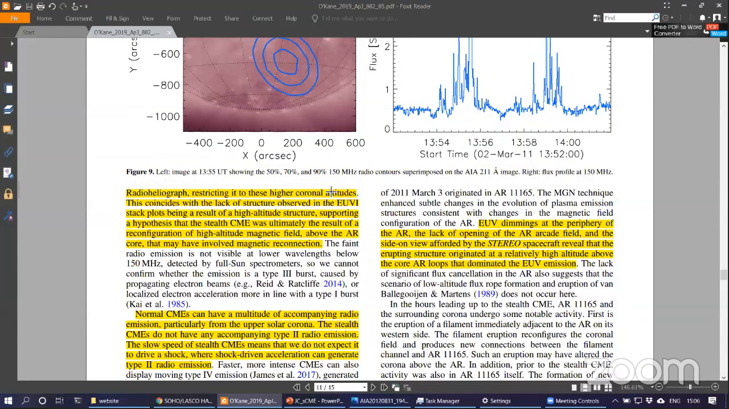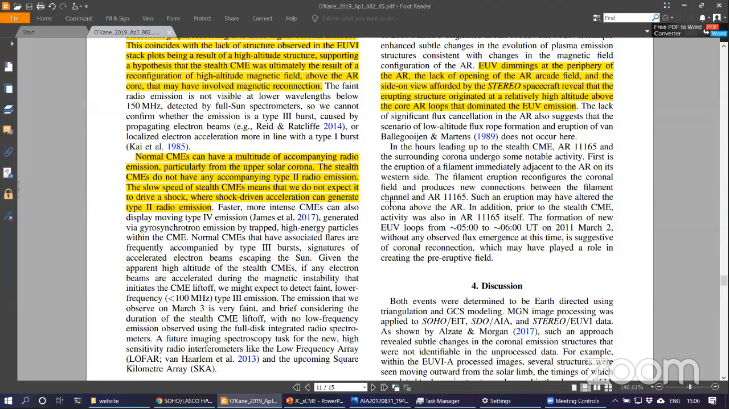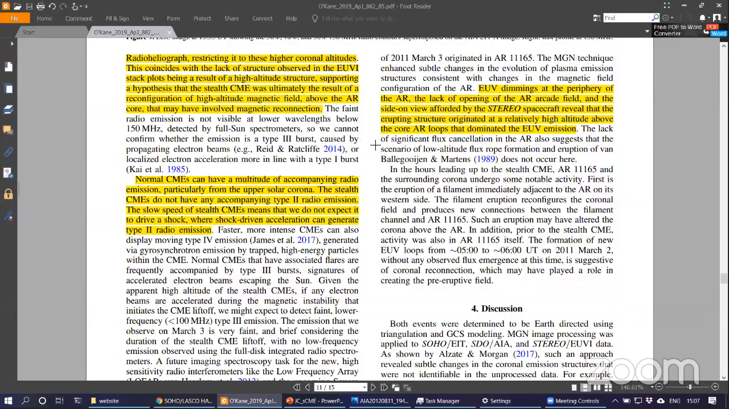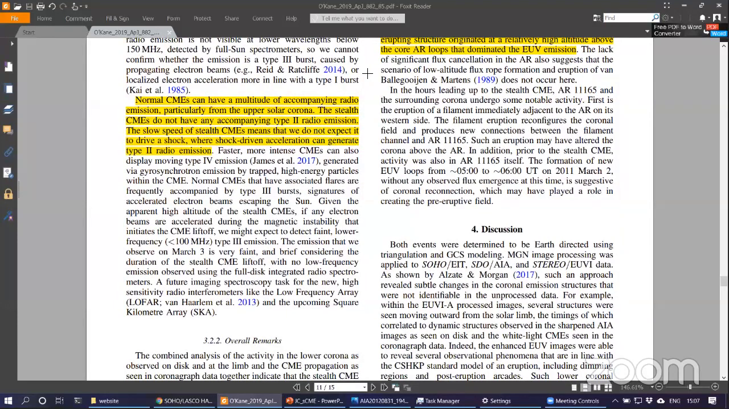So in the discussion part, they have told the implications of these kind of studies. So any question till now on the methodology? Okay, I presume that it's clear till now.